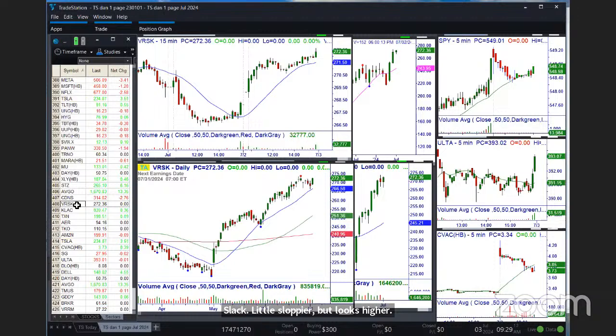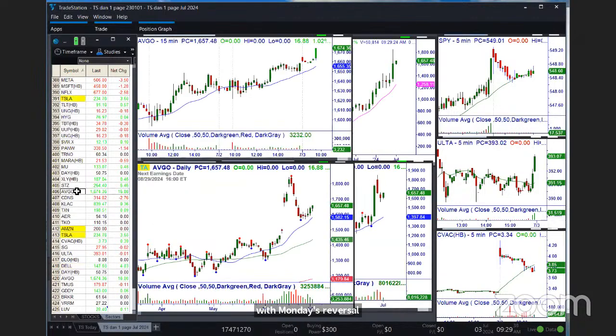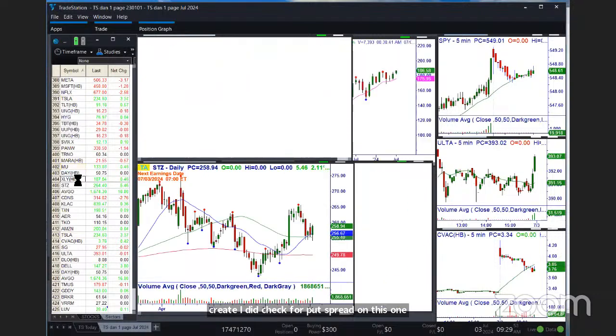BRSK. This was on Sam's list. It's in an uptrend. I'd say you're kind of late to the party here, but if the markets are going to keep drifting higher, that looks higher. CDNS gapping down. This would have been a great put spread with Monday's reversal bar, bottoming tail, but I forget, it was either too spready or no juice or whatever. AppGo, another one, looks great. I did check for a put spread on this one. It's too spready.